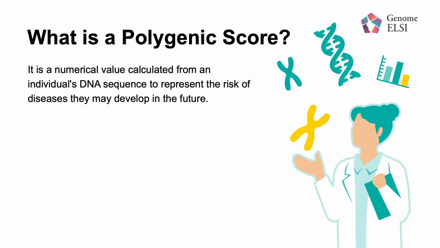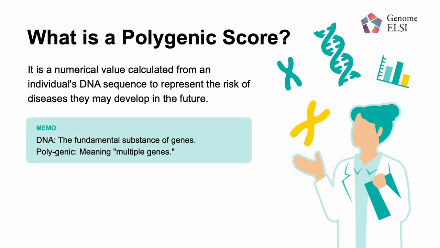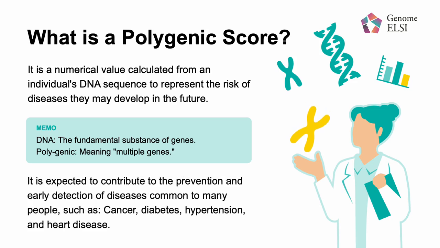A polygenic score is a numerical representation of the risk of diseases a person may develop in the future, calculated from their DNA sequence. DNA refers to the main component of genes. Polygenic means involving many genes. It is anticipated to lead to the prevention and early detection of common diseases such as cancer, diabetes, hypertension, and heart disease.